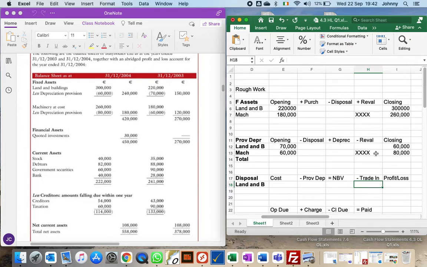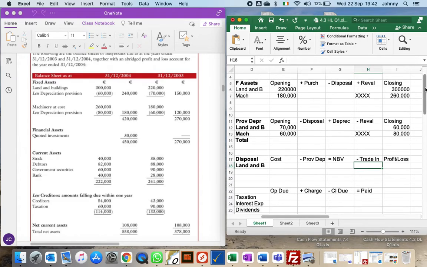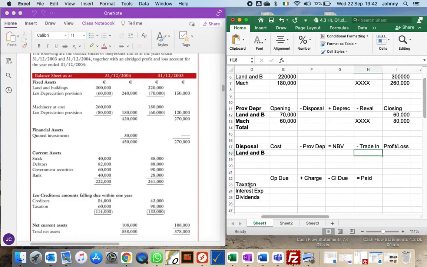We've got two pieces of rough work we need to deal with. The first one is just dealing with what's happened to the assets, so we can work out some of the missing numbers that will then go into our question. And down the bottom then we have the changes in some of the items that might appear in expenses or also in current liabilities. I'll come to that separately.